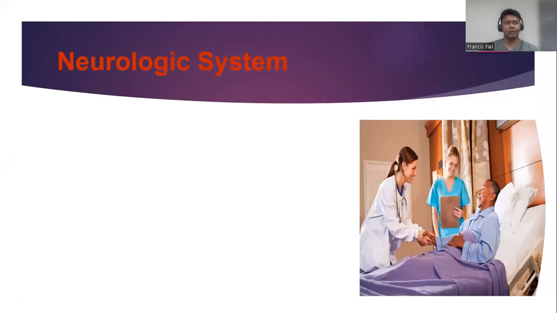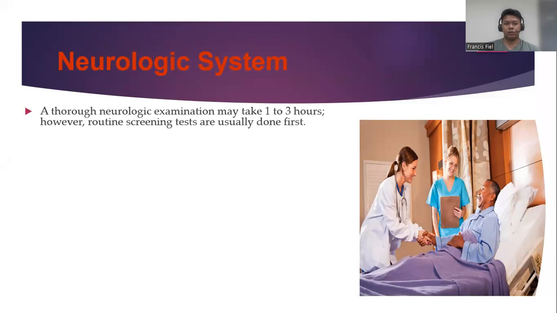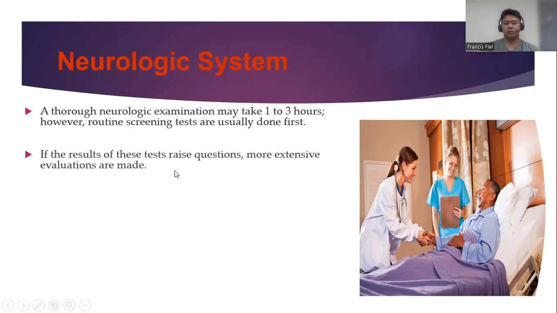Now, neurologic system. A thorough neurologic examination may take 1 to 3 hours. However, routine screening tests are usually done first, di ba? Usually, when you do a health assessment, you do the whole health assessment first, in general. Then, if you notice something in the neurologic status of the patient, that's the time you have to take into consideration to assess further the neurologic status of the patient.